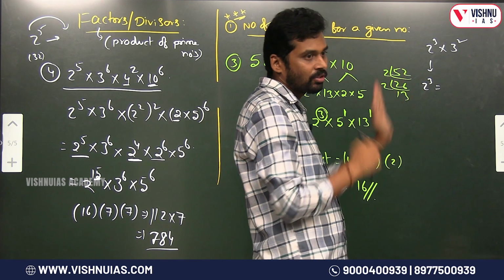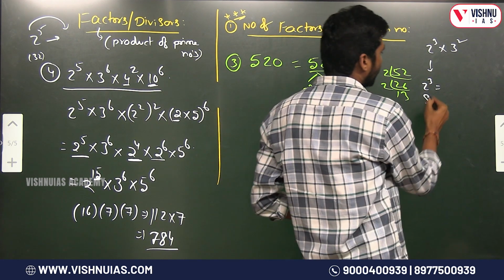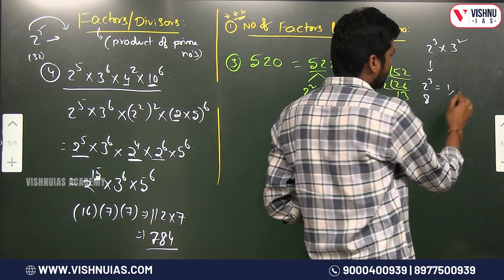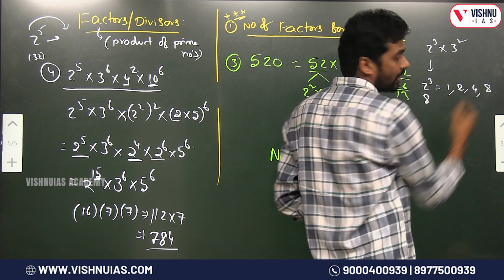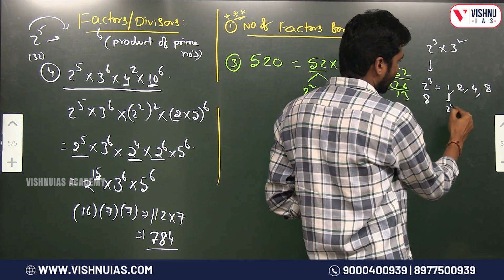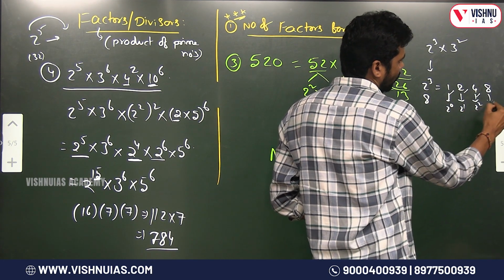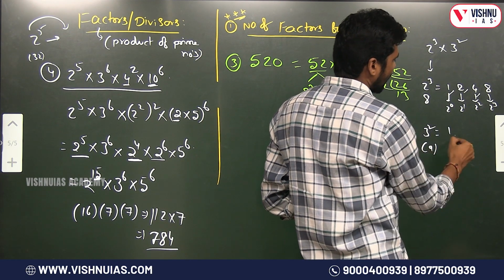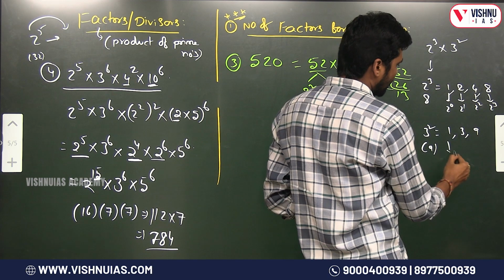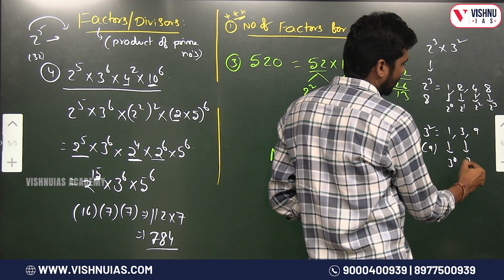This number is divisible by which numbers? 2 cube means 8. 8 is divisible by 1, 2, 4 and 8. Right? Which means this is 2 power 0, 2 power 1, 2 power 2, 2 cube. Even if you take the 3 square value, which is 9, 9 means 1, 3, 9. So this can be written as 3 power 0, 3 power 1, 3 square.